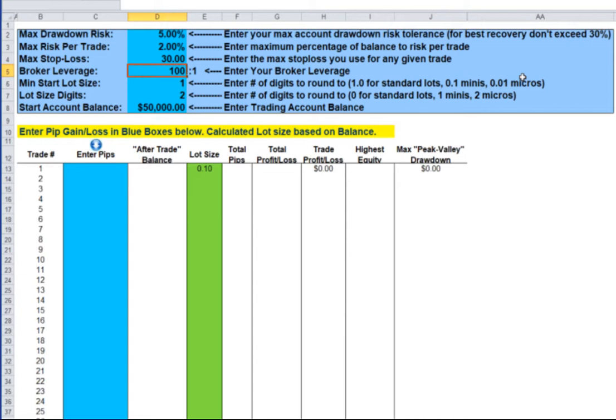Now, your brokerage leverage can be quite high. Not in the United States where I am, but all over the world, it can be quite high. I guess you can be well over 400 to 1. But in the United States, we tend to be somewhere around 50 to 1.